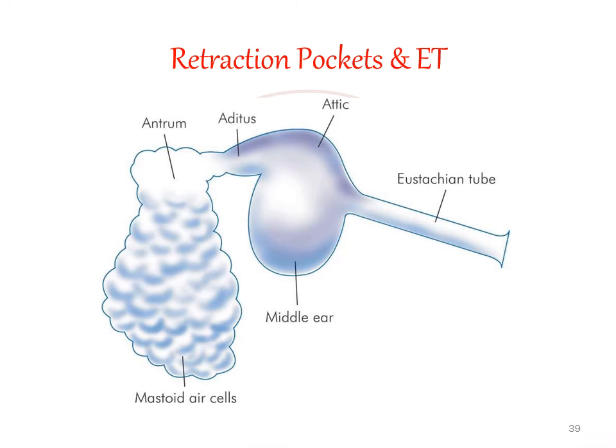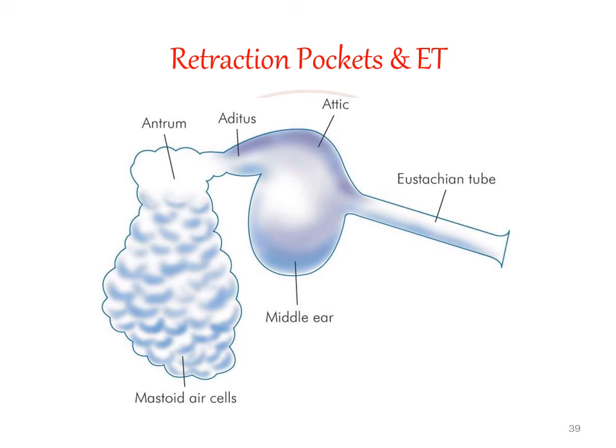So retraction pockets and the eustachian tube: there are pars flaccida retractions and pars tensa retractions. You have grade 1, grade 2, grade 3, grade 4 retractions, and I want to tell you the grades here. Jacob Sade has classified the pars tensa retractions into 4 categories.